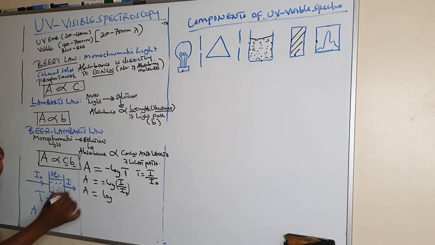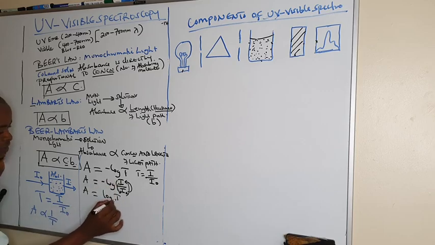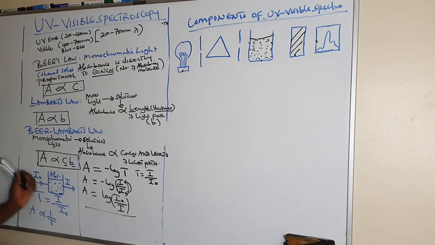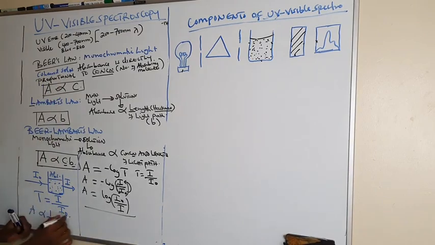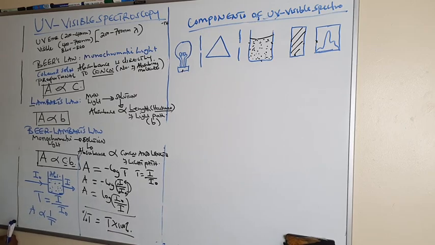In the long run, absorbance is equal to log. If we are removing the negative sign, we take the reciprocal, and we shall have the incident light on top and the transmitted light down. So this is the formula we can use to relate absorbance with transmittance of light. And another thing, percentage transmittance is equal to transmittance times 100%. That is also another thing we can note in this session.